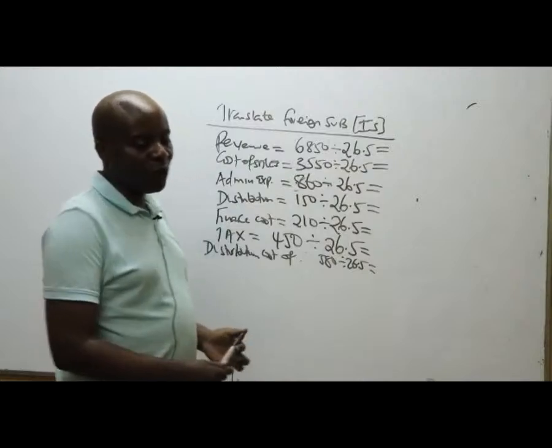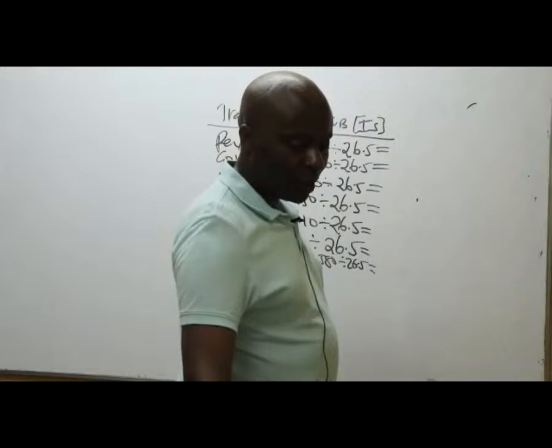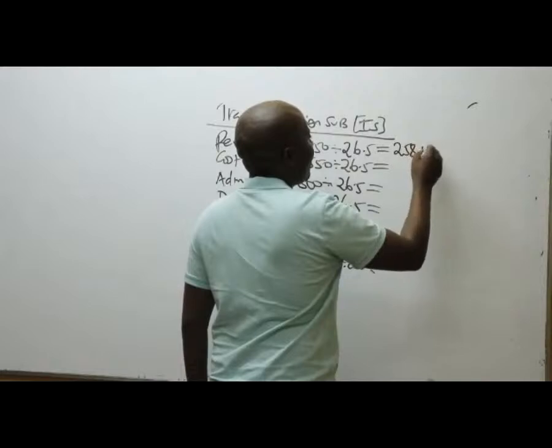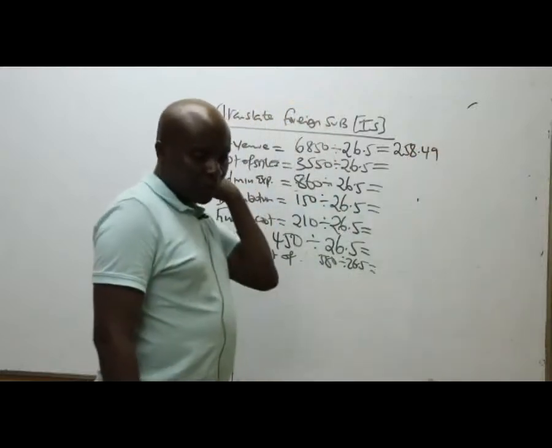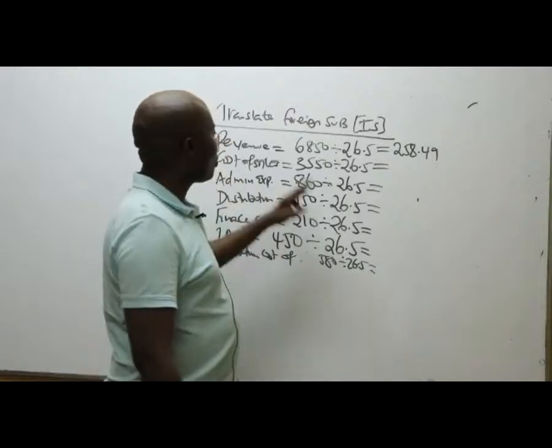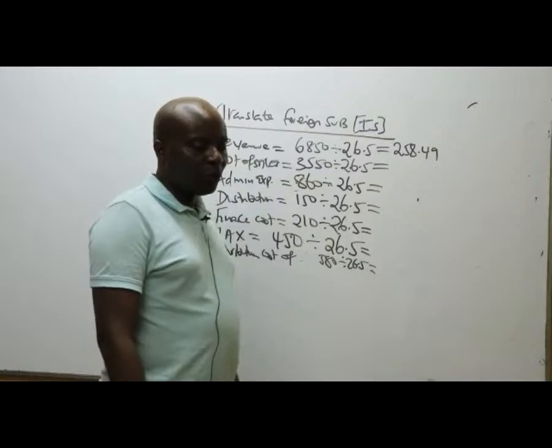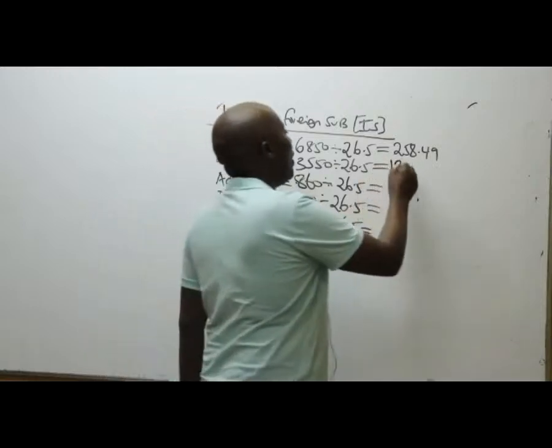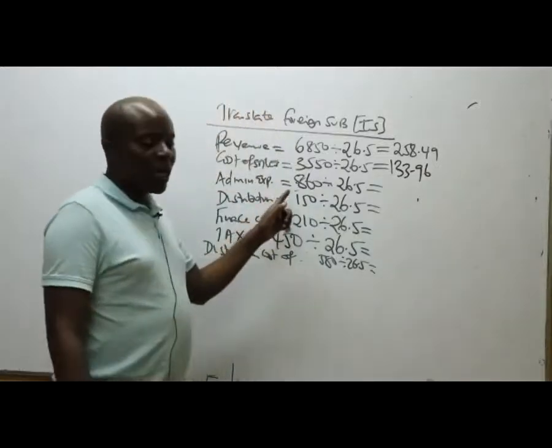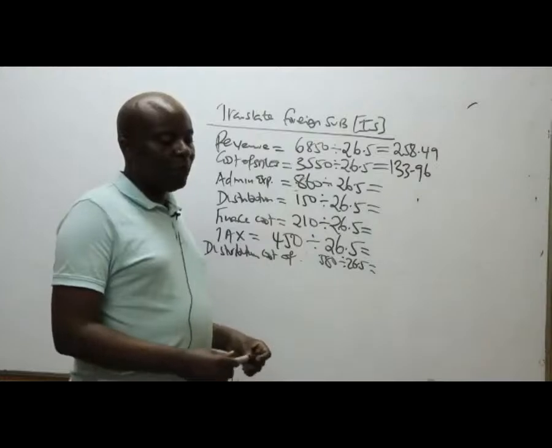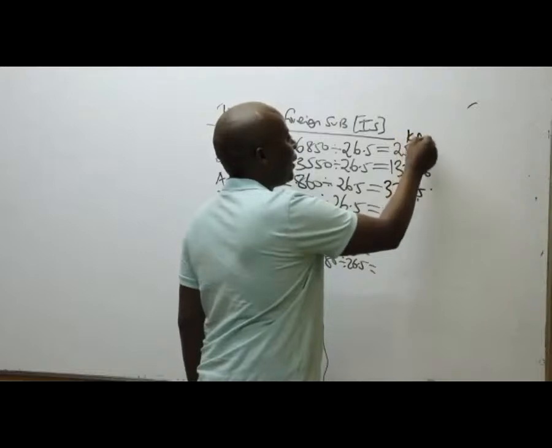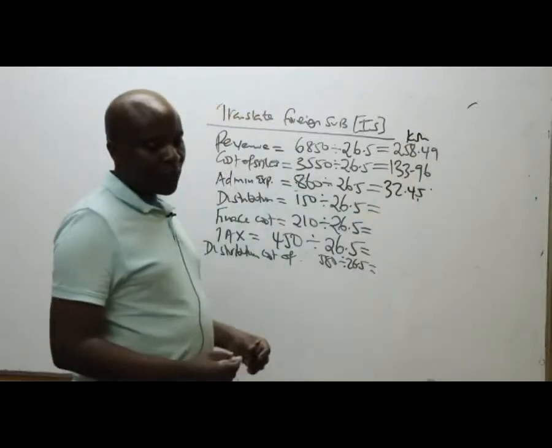So revenue, how much? Please talk to me. 25.8.49. Is that correct? Right. How about cost of sales? 133.96. From there, we have administrative expenses. Admin expenses, how much? 32.45. Now remember that these are Kenya shillings.